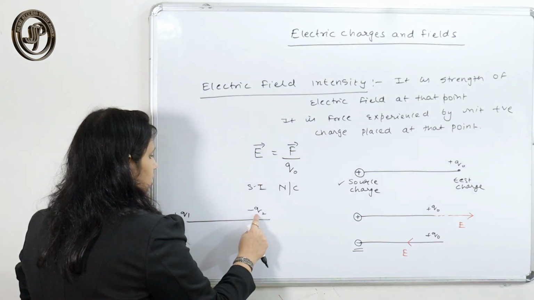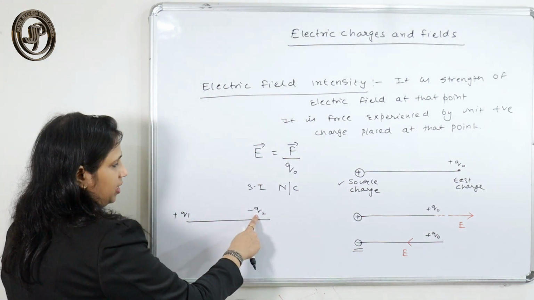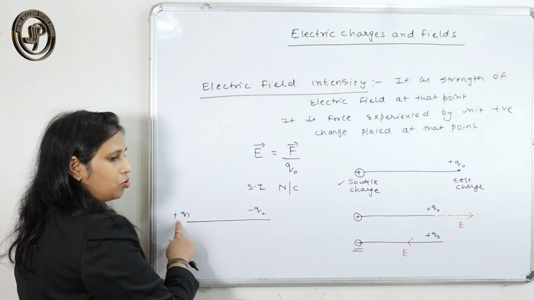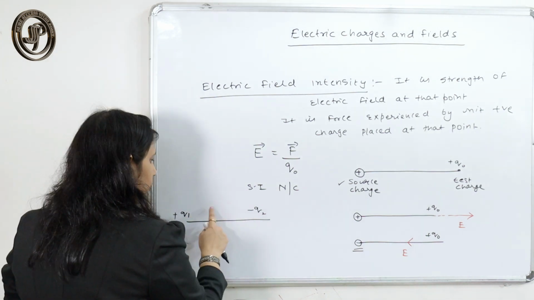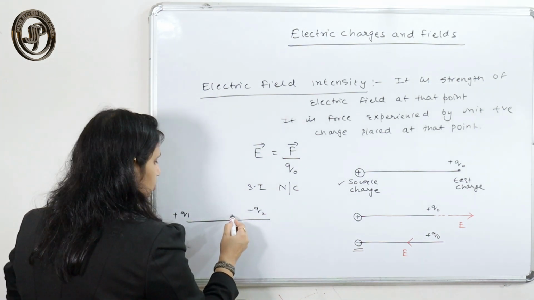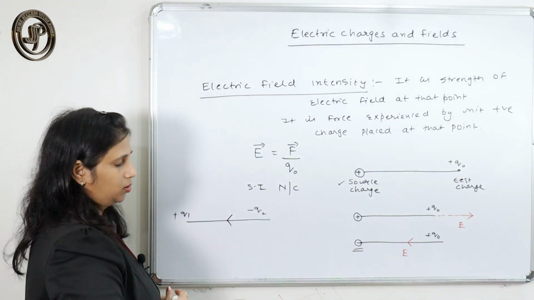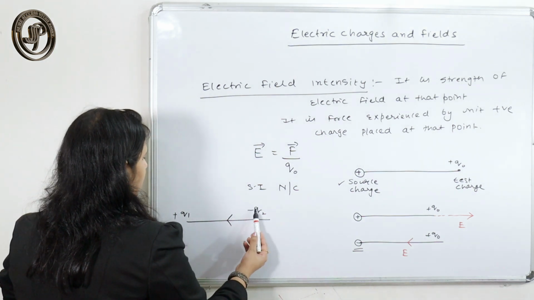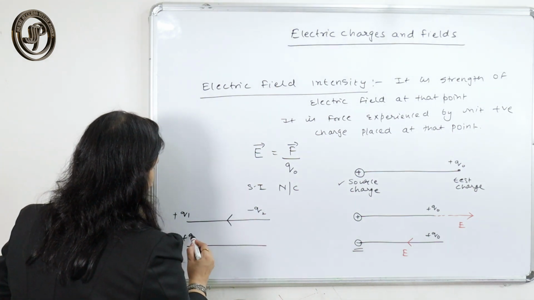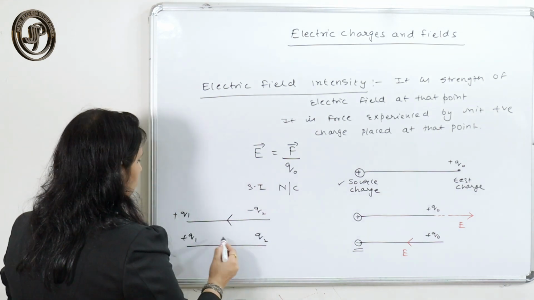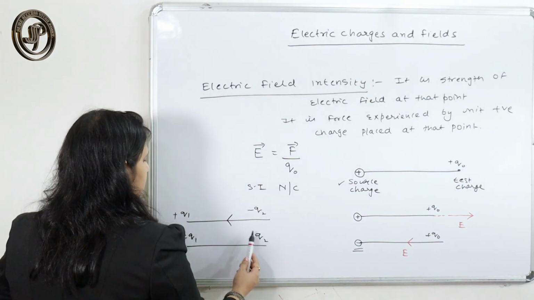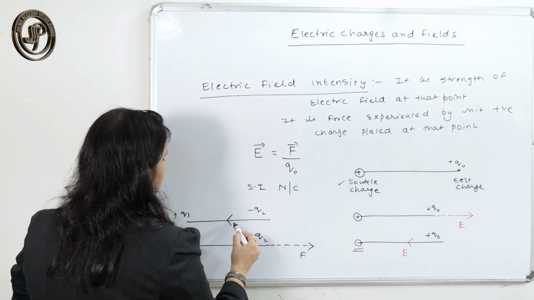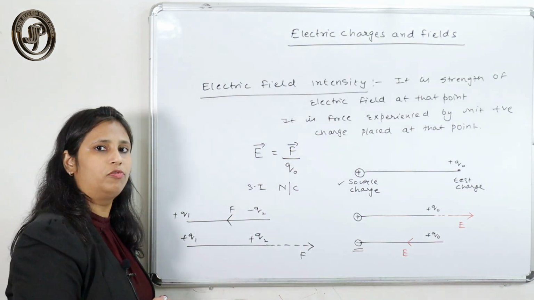So if I consider this as a test charge, and this would be the source charge, if the direction of both is opposite, then the force is towards the source charge. And if the direction of both is the same, then the force on the test charge is away from the source charge. That is the direction of force here.